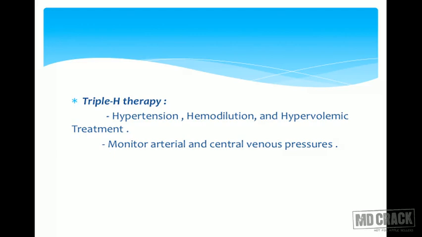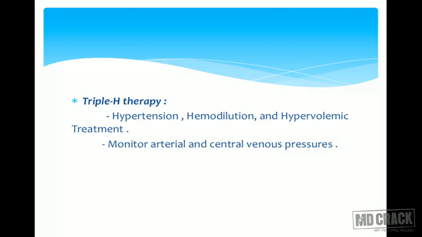So we need to give pressure support by giving pressor drugs or inotropes in the form of dopamine or noradrenaline. So hypertension, in some cases you need to induce pressure, and in some cases you need to control blood pressure. Second thing is hemodilution. For hemodilution, you need to give more fluid therapy to decrease thrombotic complications. And hypervolemic treatment is again giving maximum IV fluid. It will form the triple H therapy, that is hypertension, hemodilution, and hypervolemic treatment.